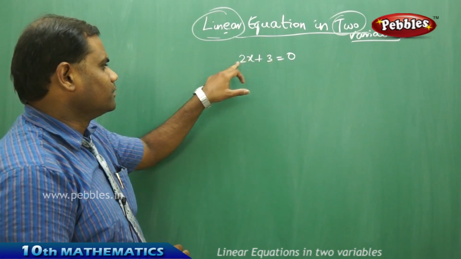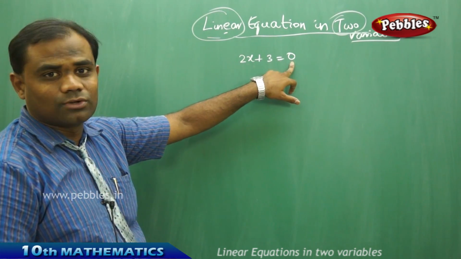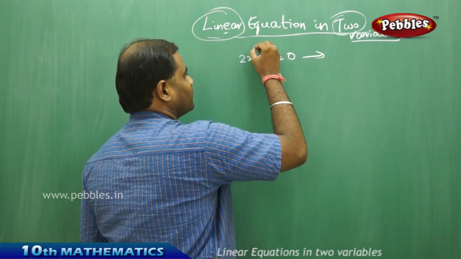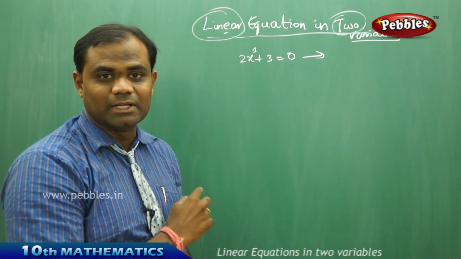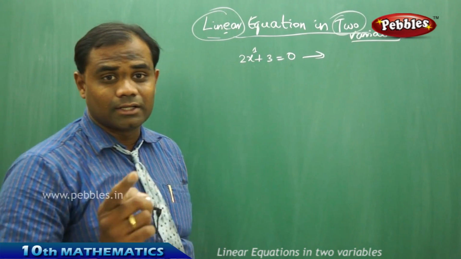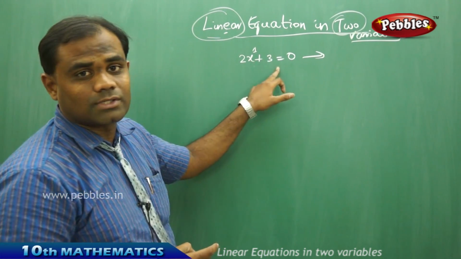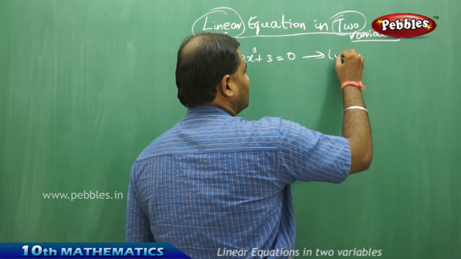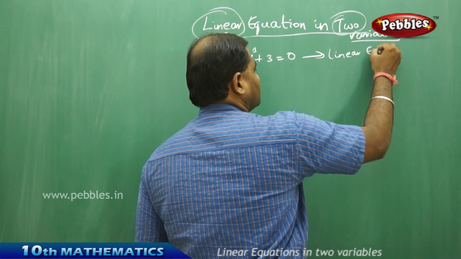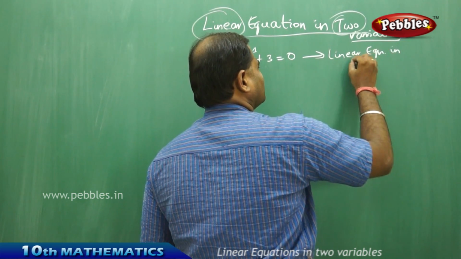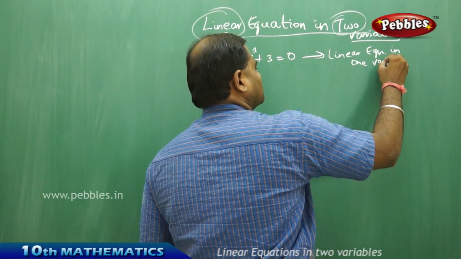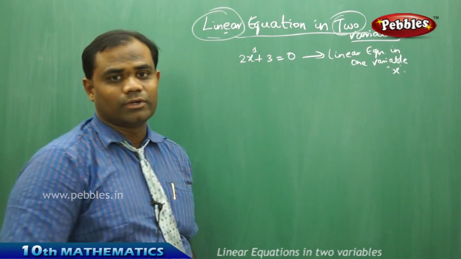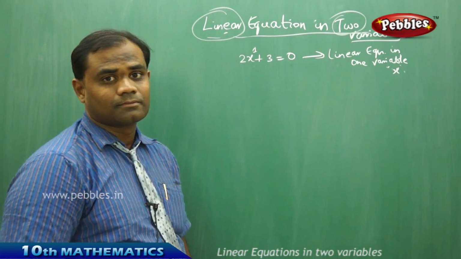An equation which has 2x plus 3 equal to 0 is called a linear equation because the highest power of x is 1, so it must be linear, and then it is a linear equation in one variable because I find only one unknown, which is x. This is an example of a linear equation in one variable, which is x.